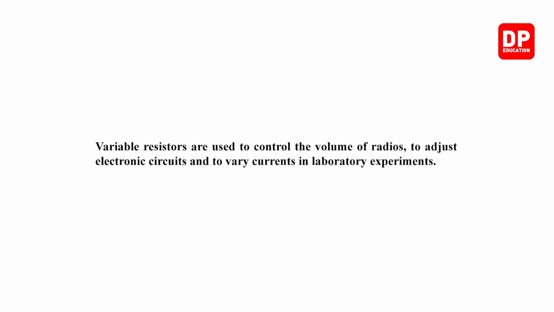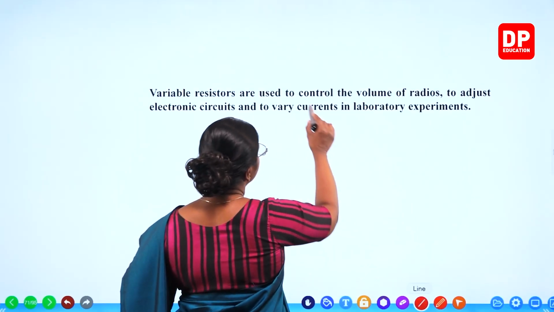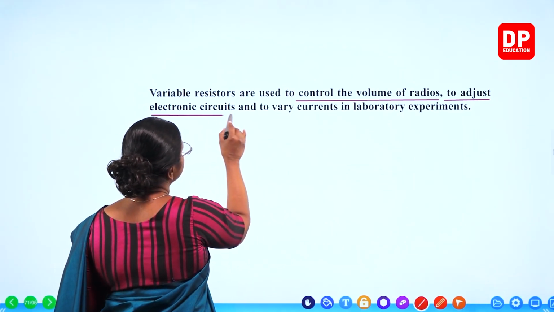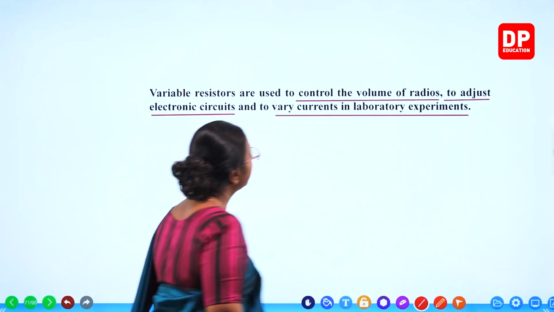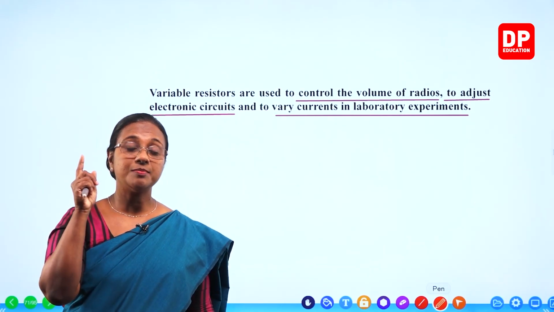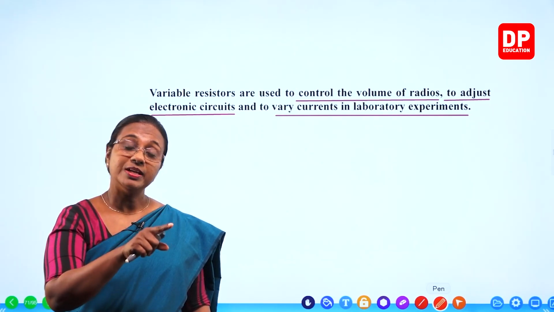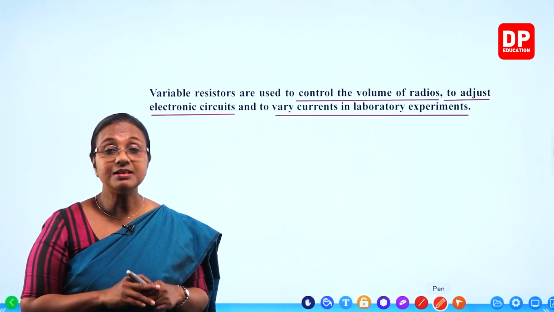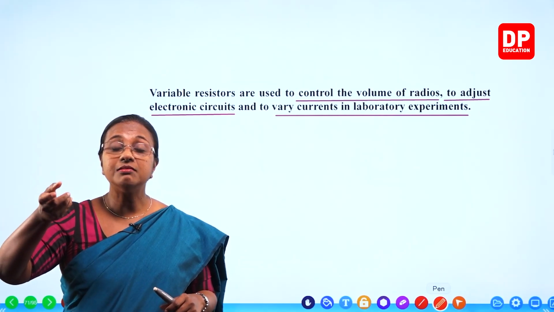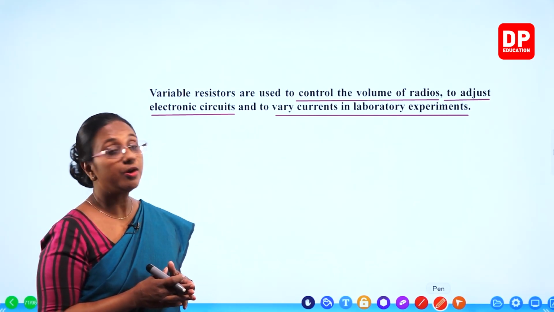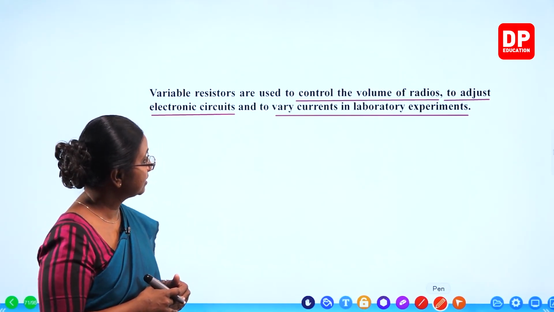So here you can see the uses of variable resistors. Variable resistors are used to control the volume of radios, to adjust electronic circuits, and to vary currents in laboratory experiments. So these are the uses. Volume control, like I said, when you have a radio, now sometimes you have those digital buttons where you press volume increase and volume decrease. Even in smart boards, laptops, you usually use the buttons. But in radios, you have that knob where you increase and decrease. So that is the controlling knob of the volume control. So control the volume of radios. That is using a variable resistor.